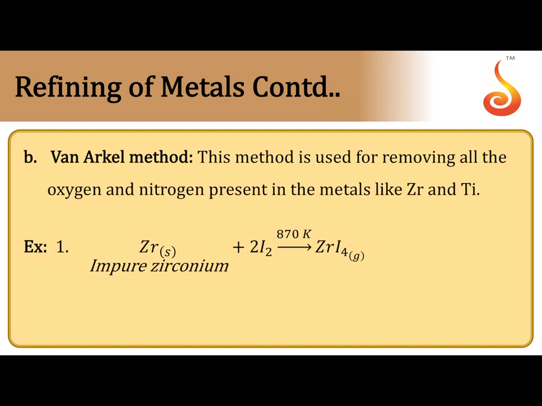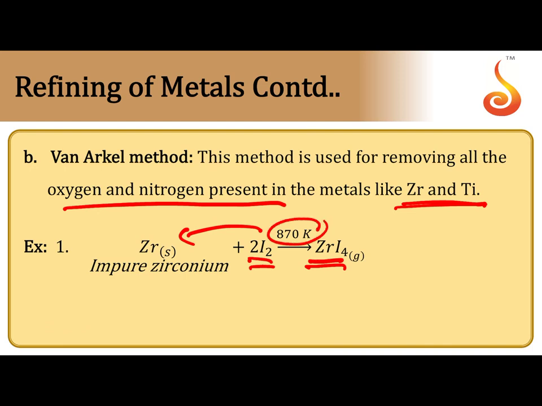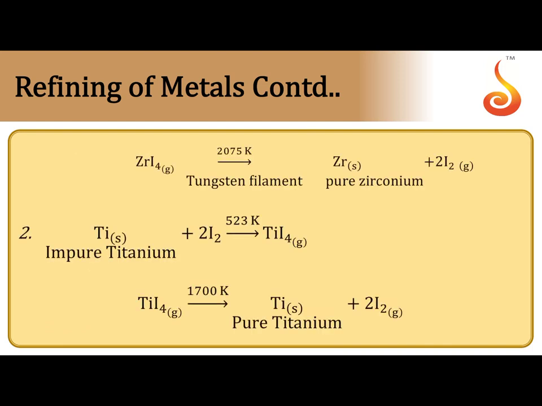Van Arkel method: this method is used for the removal of oxygen and nitrogen present in metals like zirconium and titanium. For the impure metal, iodine is added, and we get zirconium iodide at 870 Kelvin. After the formation of zirconium iodide, other metals won't combine with iodine; they are left over in the vessel only. The zirconium tetraiodide is separated from that vessel and heated to high temperature. At that time iodine vapors are removed, leaving behind pure zirconium.